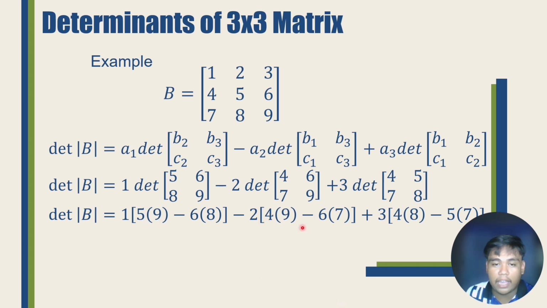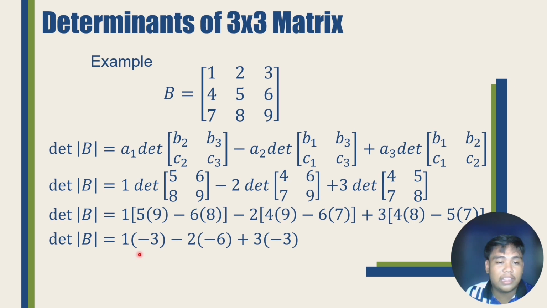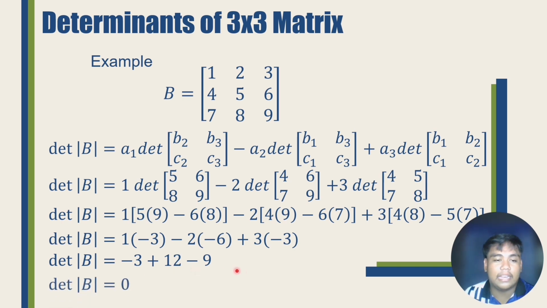So let's simplify these numbers under the brackets and we get 1 times negative 3, minus 2 times negative 6, then plus 3 times negative 3. So do the math, we get negative 3 plus 12 minus 9. Then simplify, we get the determinant of this matrix is 0. So that's how we can find the determinant of a 3 by 3 matrix.